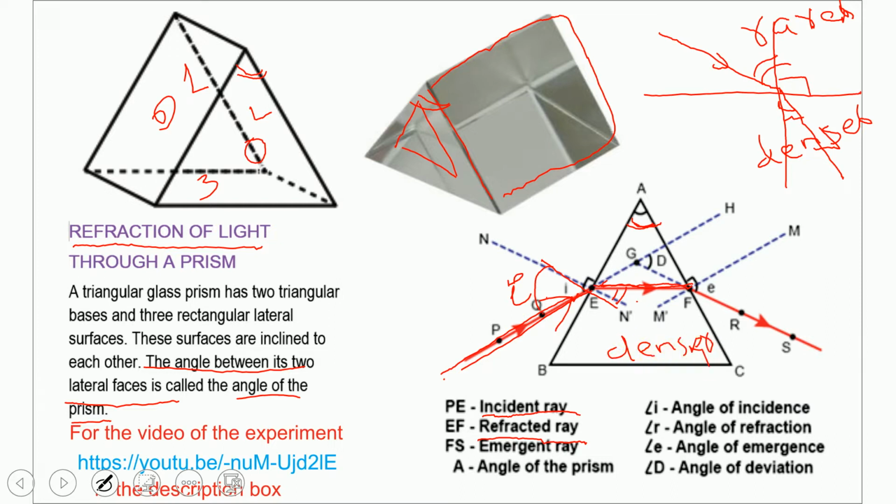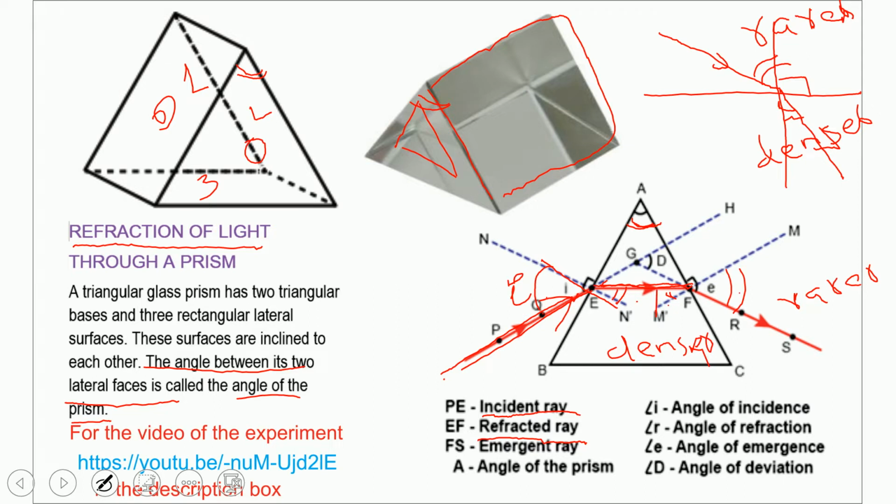Now it is again in a rarer medium, so it is passing to the rarer medium. When it goes from denser to rarer, you know it will again move away from the normal. Look here, this is the incident angle and this is the emerged angle, because it is coming out. It is called the emerged angle. Here also you know this angle is more than that angle.